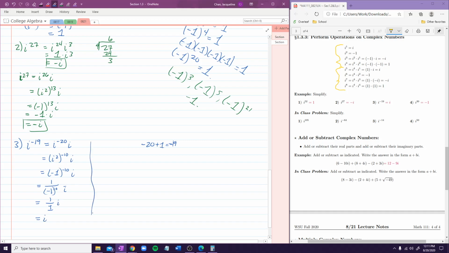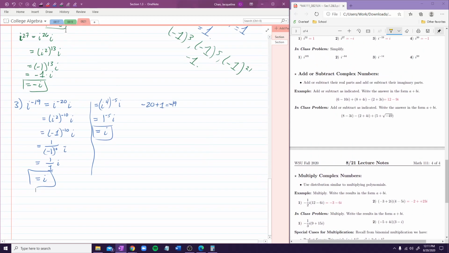If you do the fourth one, then you can just say this is i to the 4th to the negative 5th. This is 1 to the negative 5th, but 1 to any power is 1. Right, so this is i. As you can see, either method works. You can do that on your own if you like, but we'll talk about these other problems in class on Friday. So let's truck on.